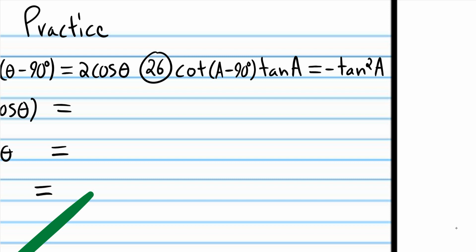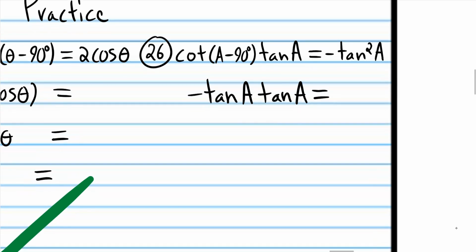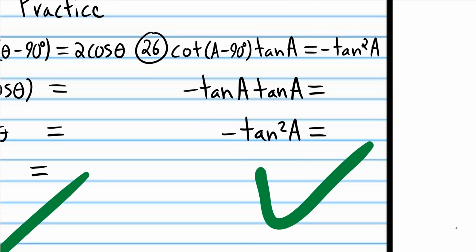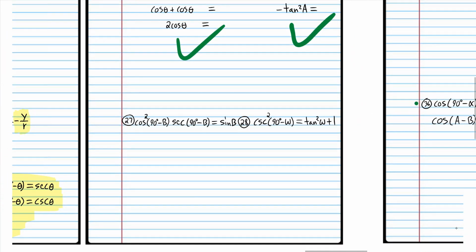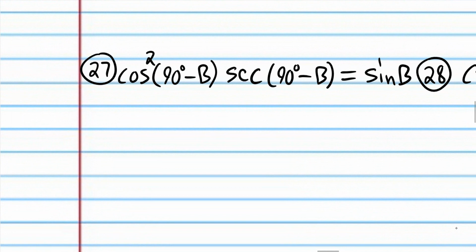Let's try number 26. Cotangent A minus 90 degrees is negative tangent A. Again, you should have these formulas right in front of you. Multiply these together and we get negative tangent squared A. So let's do a couple more of these before you try one on your own.